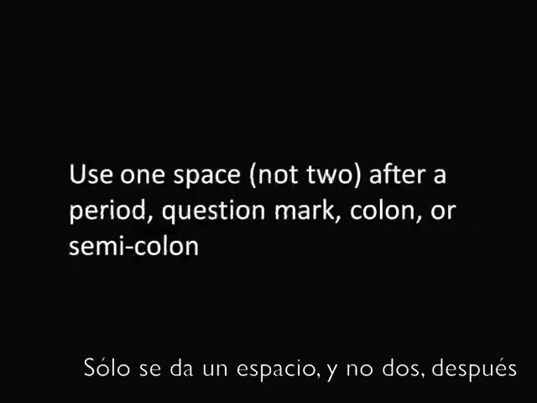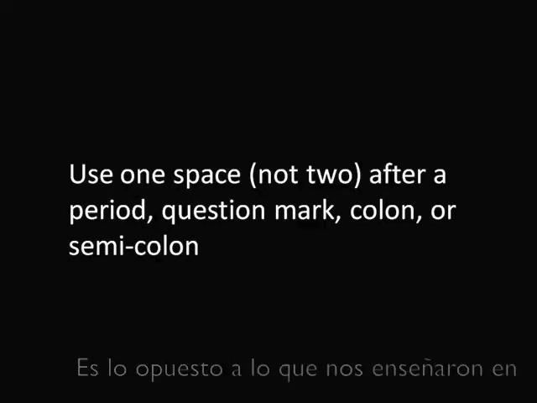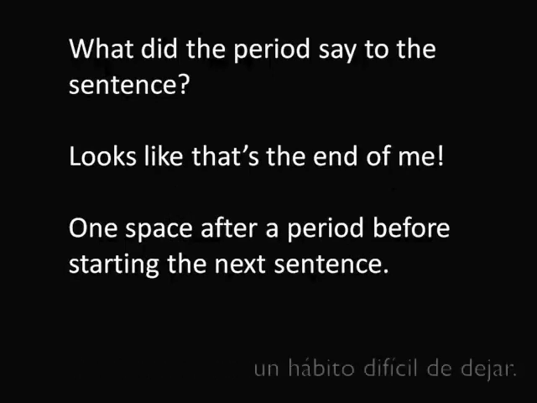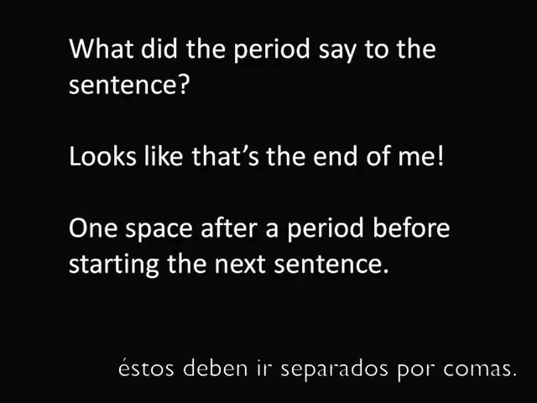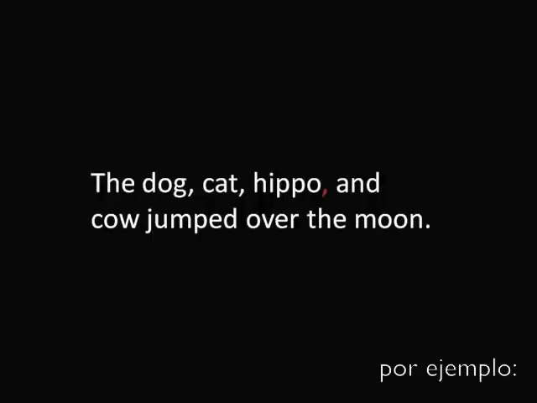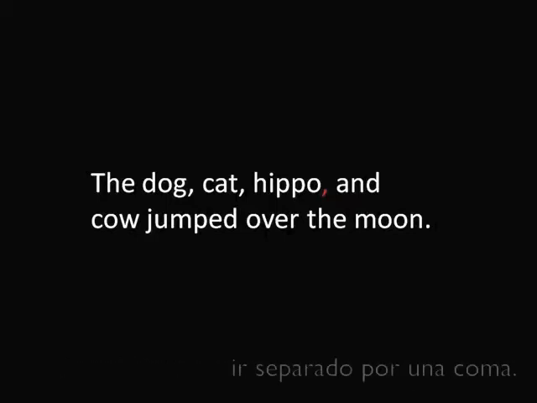One space, not two, after a period, a question mark, a colon, or semicolon. This is quite the opposite of what we were taught in typing class way back when, and it can be a hard habit to break. In a series listing 3 or more items, the elements are separated by a comma. For example, the dog, comma, the cat, comma, hippo, comma, and cow jumped over the moon. The next to the last item in that series is hippo and should therefore have a comma after it.